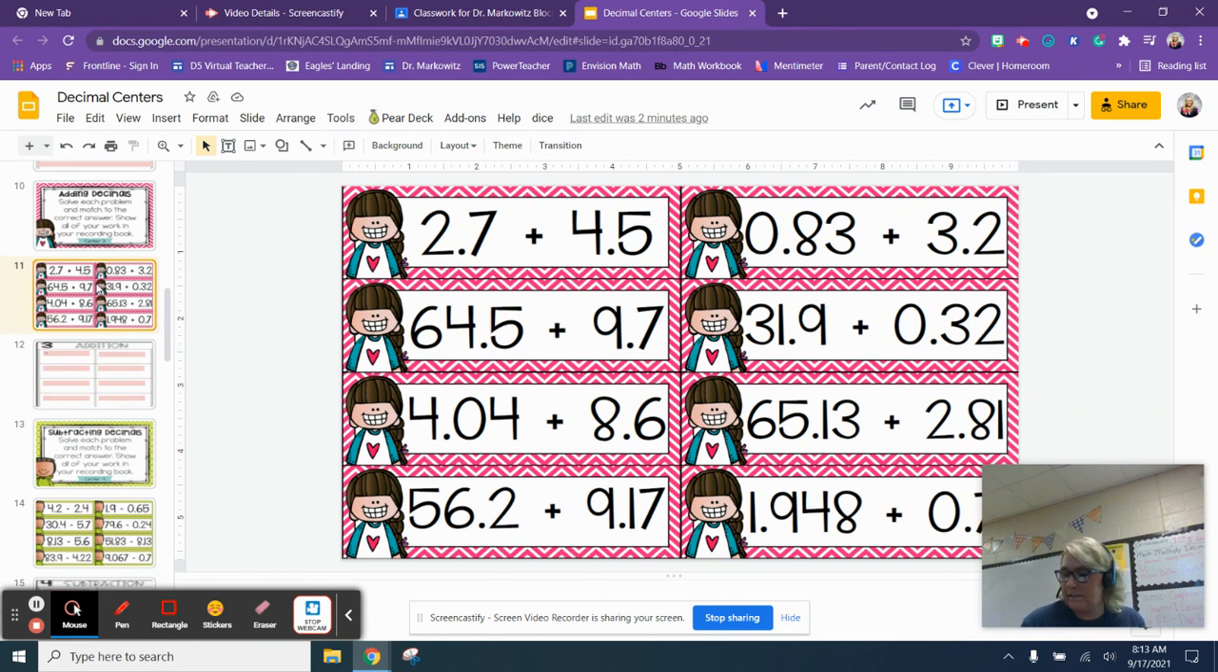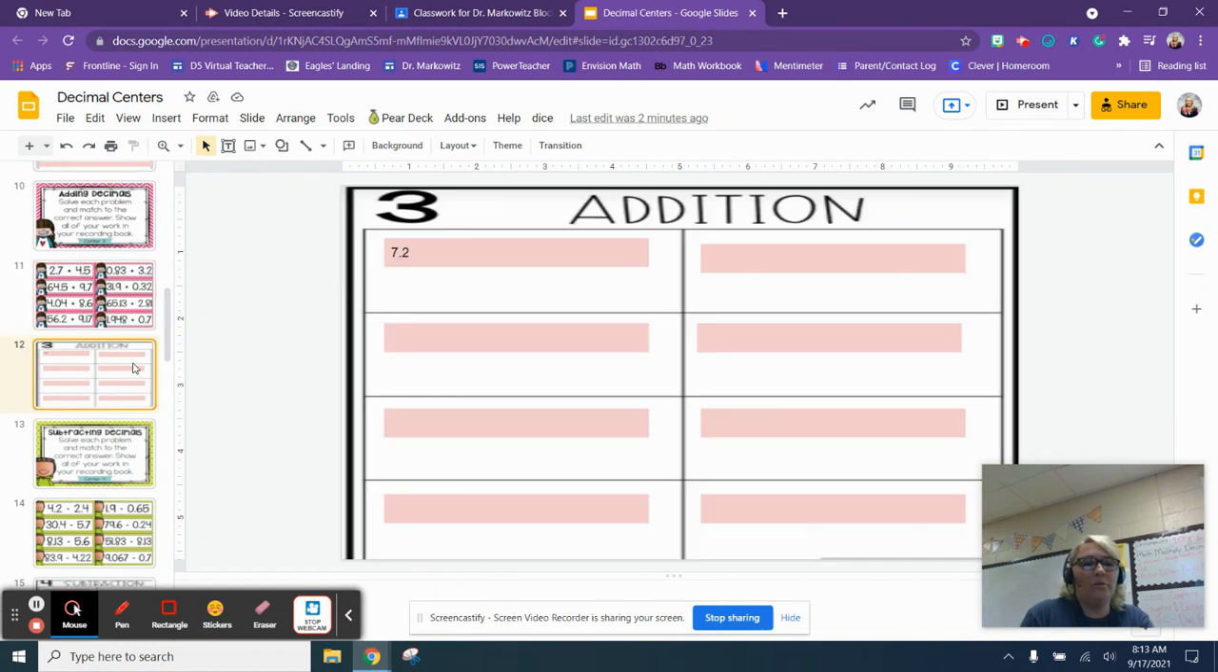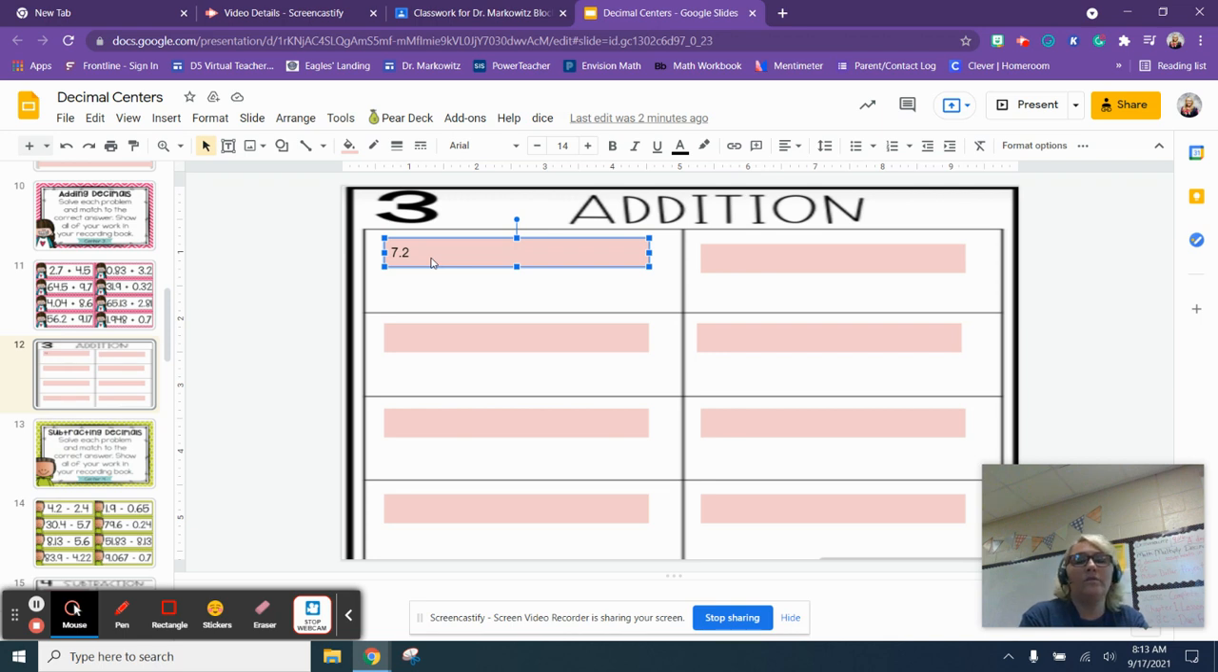The answer is, oop, I did that wrong. 7 2/10 for this first one here. We're going to go to slide 12, and you're going to type 7 2/10 into that answer block. Okay. So what slide are you completing for this one? 12. Slide 12. So far you're completing slides 9 and slides 12.